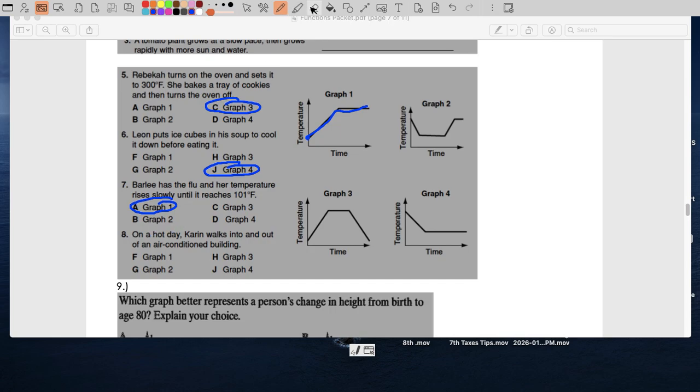On a hot day, Karen walks in and out of an air-conditioned building. Okay, it's hot. She goes in the air conditioning. What's her temperature? It goes down. Right? She cools off. Then she goes outside and her temperature rises. Right? She's walking outside, and then maybe she's going to walk back in. So this would be the story.